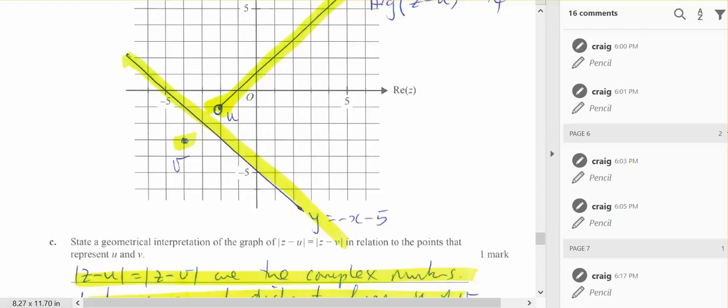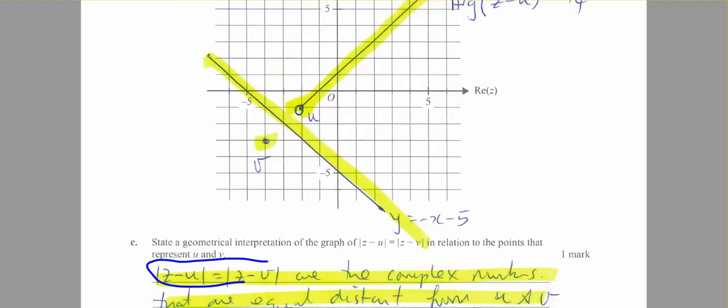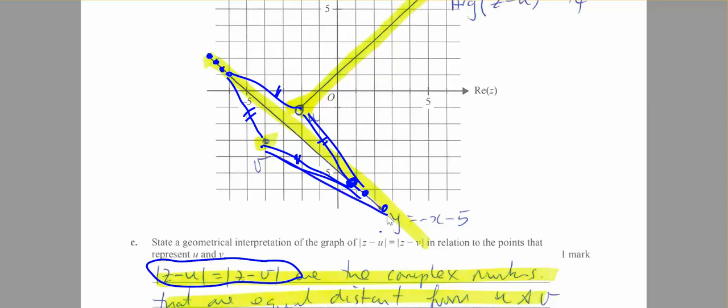Okay, so what's happening here is this represents all of the complex numbers that are equidistant away from U and from V. So the numbers here are the same distance away from U and V, because what we're saying is that |z - u|, the distance from there, is equal to |z - v|, the distance from here, and that everywhere along this line represents a complex number that is equidistant.